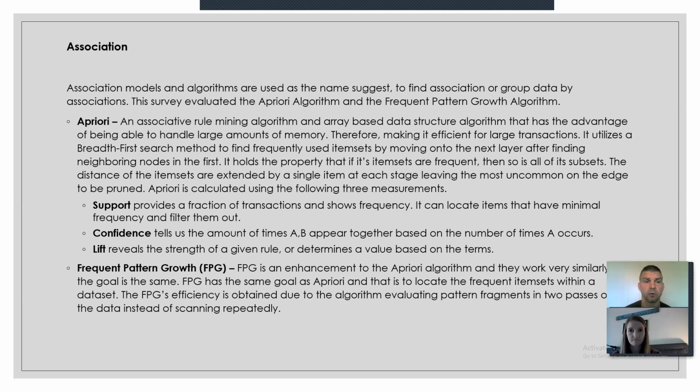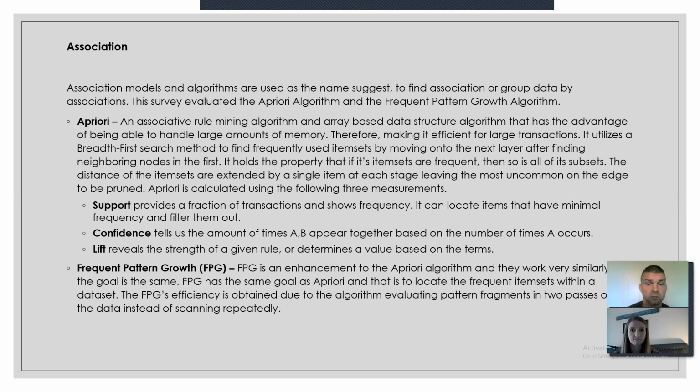It utilizes a breadth-first search method to find frequently used item sets by moving on to the next layer after finding neighboring nodes in the first layer or first stage. It holds the property that if item sets are frequent, then so are all the subsets. The distance of the item sets are extended by a single item at each stage, leaving the most uncommon on the edge to be pruned.